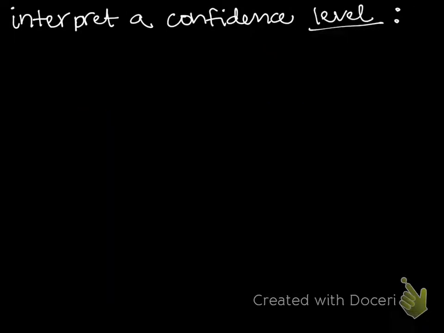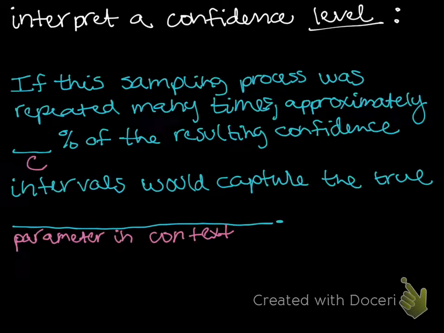Interpret a confidence level. If the sampling process was repeated many times, approximately C% of the resulting confidence intervals would capture the true parameter in context. Okay, so that's how we interpret a confidence level. If the sampling process was repeated many times, approximately C% of the resulting confidence intervals would capture the true parameter in context.